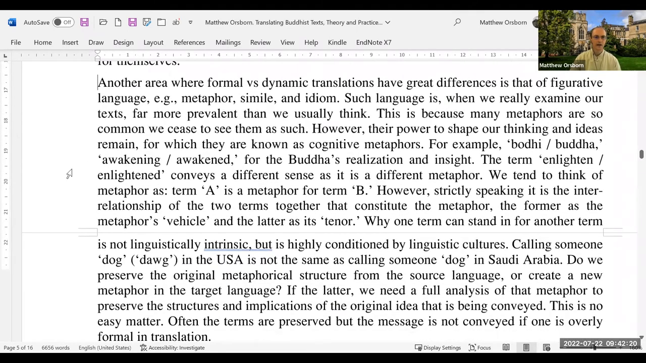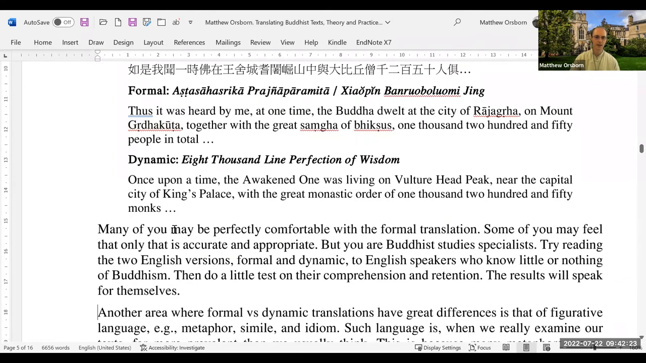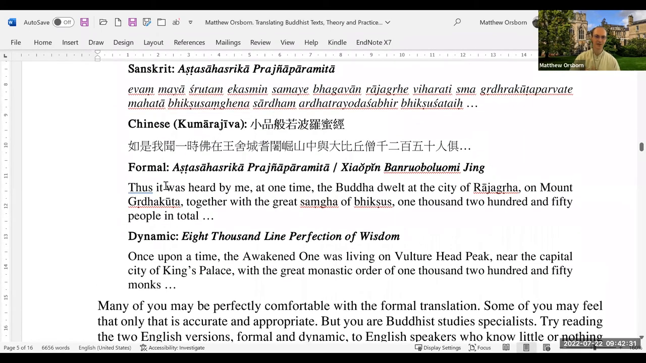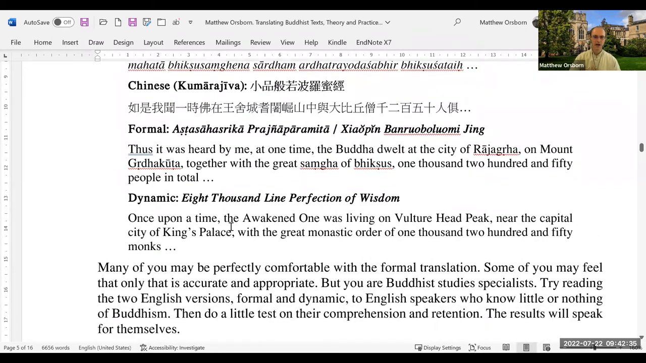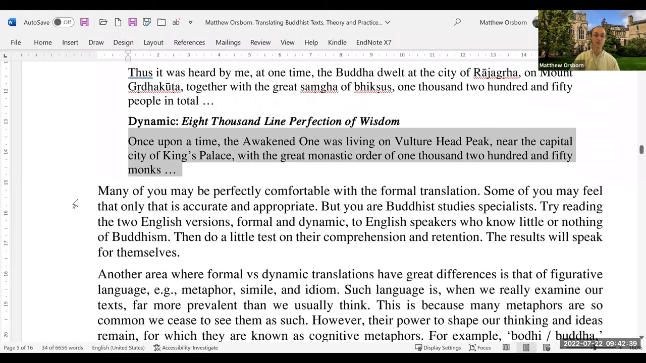Now, if you try this with a whole text, even for myself, I know the Sanskrit and I know what all these terms mean, be it Sanskrit or Chinese or a kind of English with Sanskrit. But even I'll confess that this very dynamic version hits me in a different way.